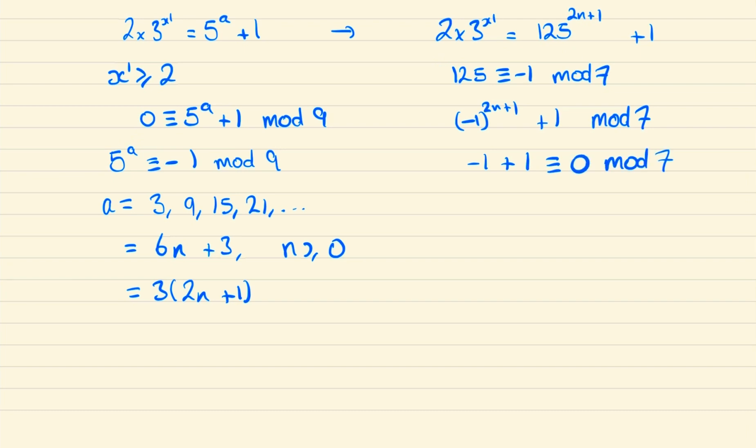But now consider what we've just discovered. We're saying now that 2 times 3^x' will be some multiple of 7. But the left side only has factors of 2 and 3, and so this can never be divisible by 7, and thus no solution exists when x' is bigger than or equal to 2. And therefore the only positive integer solution for x, y, z will be 2, 1, 2. And so we're done.